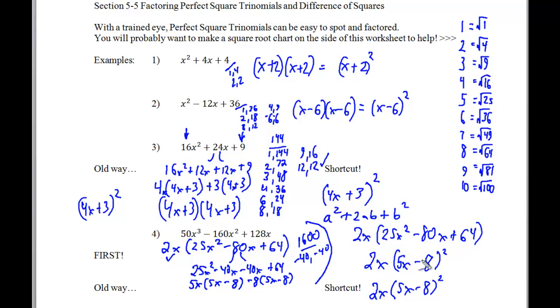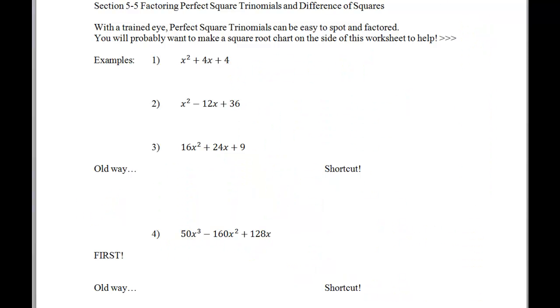And remember, you don't need to know the shortcut, but it sure did save a lot of work. Okay, the next piece is going to be to look at the bottom section here. This is actually a much quicker shortcut.